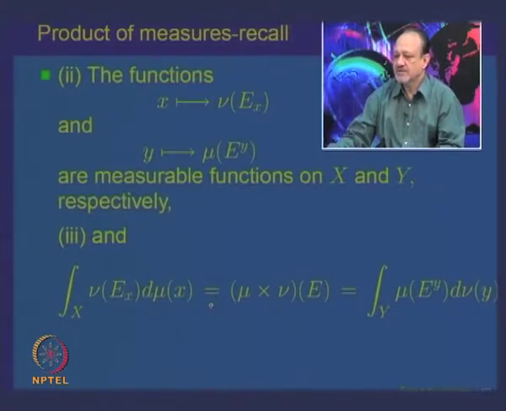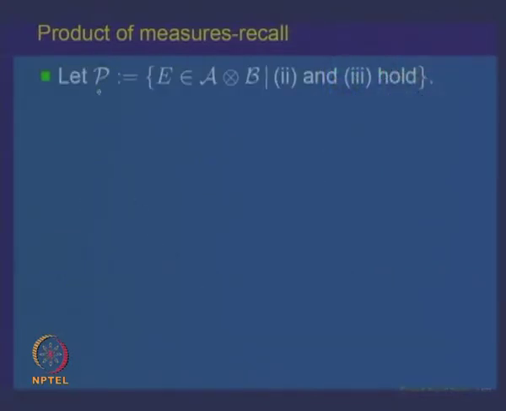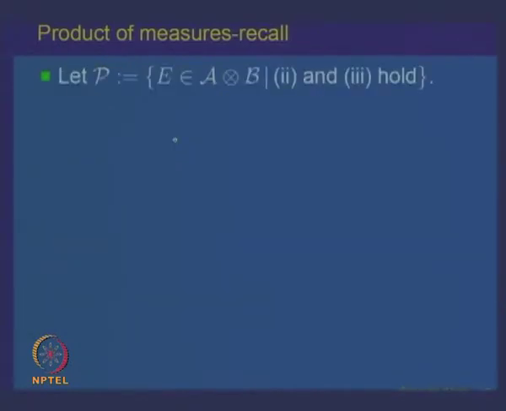To prove this, let us look at the class of those subsets E in the product sigma algebra for which this is true. So, we constructed the class P, all those subsets in the product sigma algebra such that the previous two claims, namely claim 2 and claim 3, both hold, namely x going to nu of E_x and y going to mu of E^y are measurable functions. So, P is the family of all subsets E such that properties 2 and 3 hold.